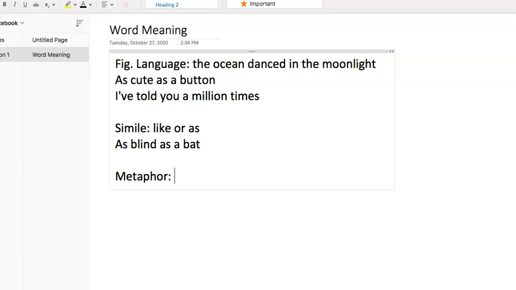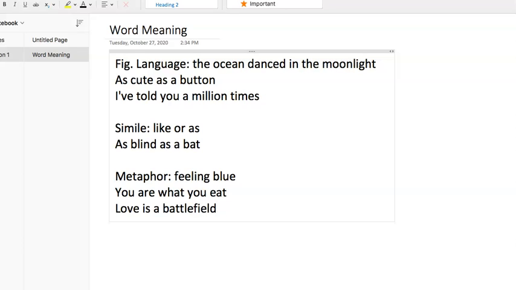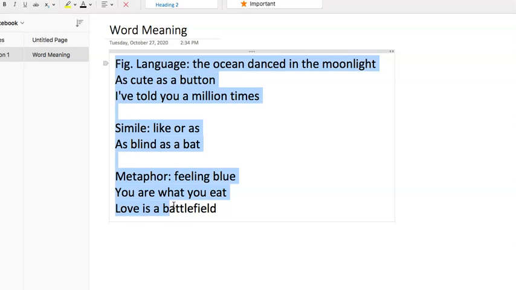Metaphor, also a comparison, but much more direct. It'll draw a verbal picture, but you'll have phrases like feeling blue. You're comparing it to something else, but without the words like or as, then you're much more likely to see a metaphor. A couple others: you are what you eat is a metaphor. It's commonly used, and I've seen it on tests before. It was a battlefield. So those are all different kinds of metaphors. Okay, so there's those three.